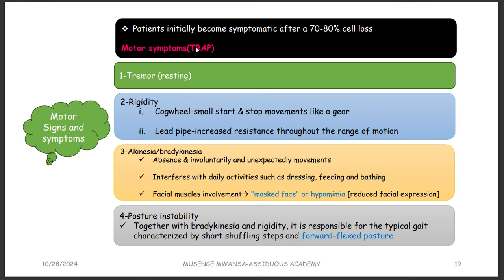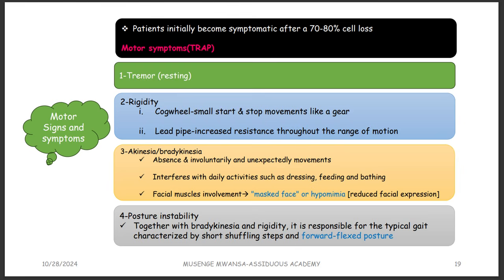And then the A is akinesia, which can also be bradykinesia, absence of involuntary and expected movements. Akinesia, no movement. So that can interfere with daily activities because you can't move. You can't dress, you can't feed, you can't bathe, and that can as well lead to facial muscle involvement. That's why we see someone has got a masked face or hypomimia, reduced facial expression. They can't control their face, more as though there is a problem with cranial nerve number 7, which is innervating the muscles of facial expression.